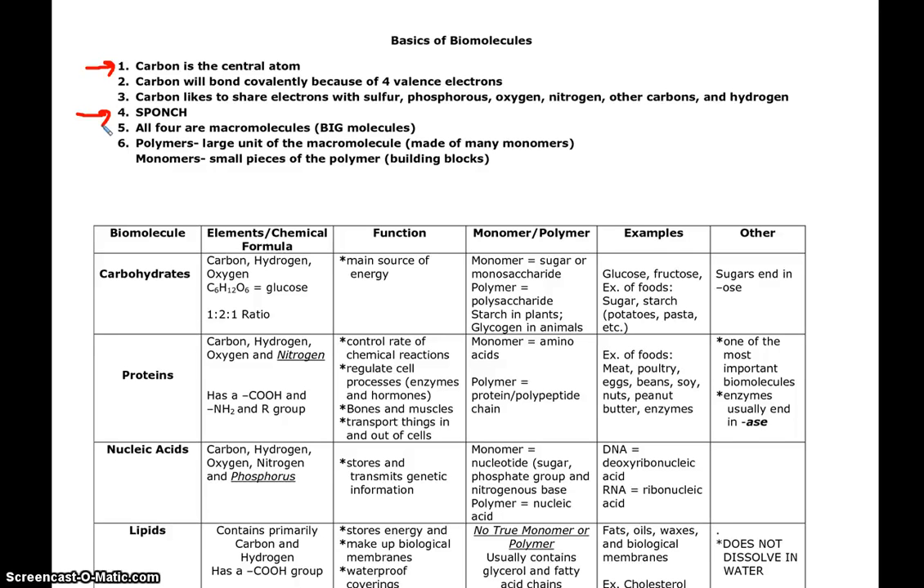All 4 groups, so carbohydrates, proteins, nucleic acids, and lipids, are big molecules. They're macromolecules. And finally, the idea that we just went over: polymers are a large unit of the macromolecule made up of many monomers, and monomers are small pieces of the polymer. They're the building blocks. So please take the time to look at this chart in the media album. I'm not going to go into it in detail right now, but this gets us to the point where we can actually start talking about the biomolecules, what the sources or functions of them are, where we get them in a diet, and we'll go from there.